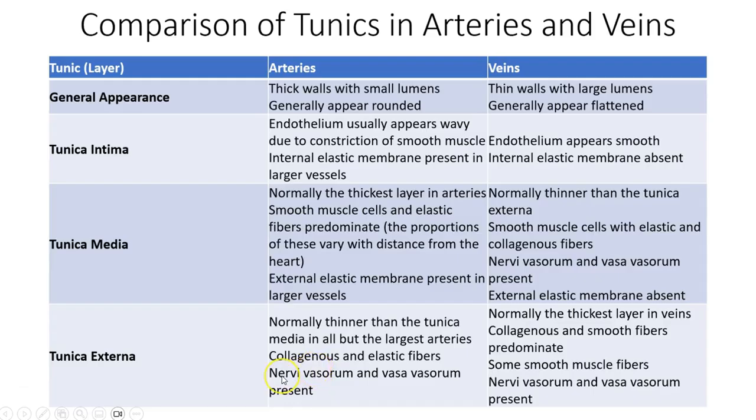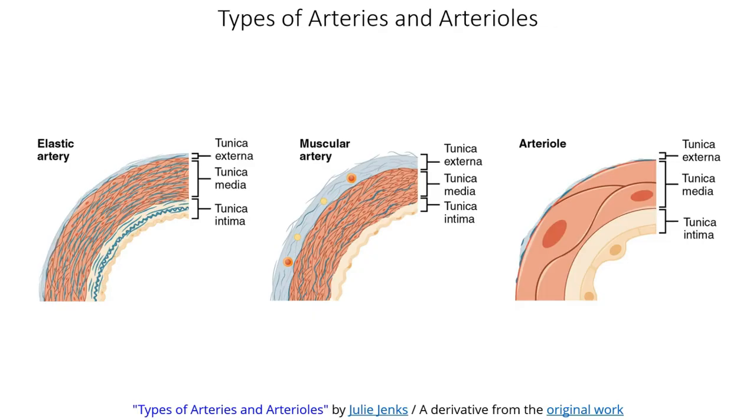And then the nervi vasorum and vasa vasorum are present in the tunica externa of the arteries, while it's present in the tunica media for veins, as well as the tunica externa. So those veins have a lot more of that present, those really tiny little vessels to help feed those cells.